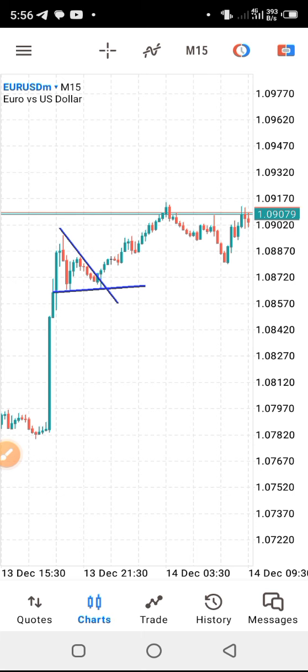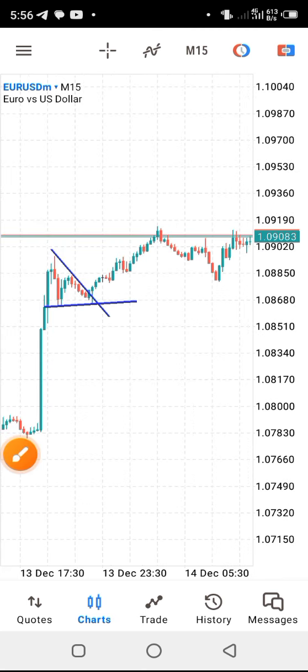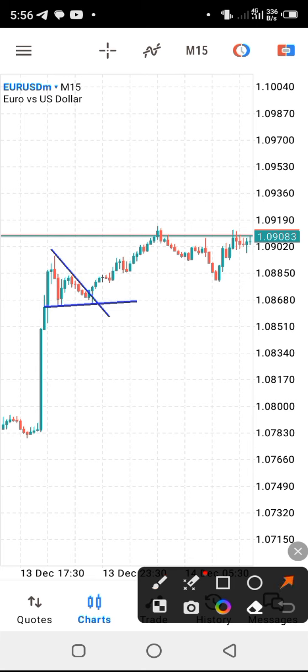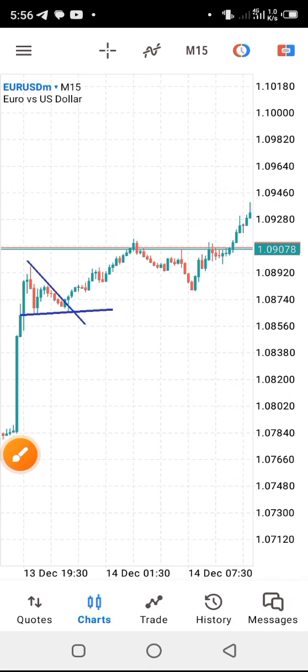Once the boundary gets broken, if price breaks below the boundary you drew, then it suggests to you that price wants to go down. If price breaks above, that suggests that price wants to go in the upward direction. And you can see what happened. Price broke above and moved upwards. So basically that's how the strategy works.